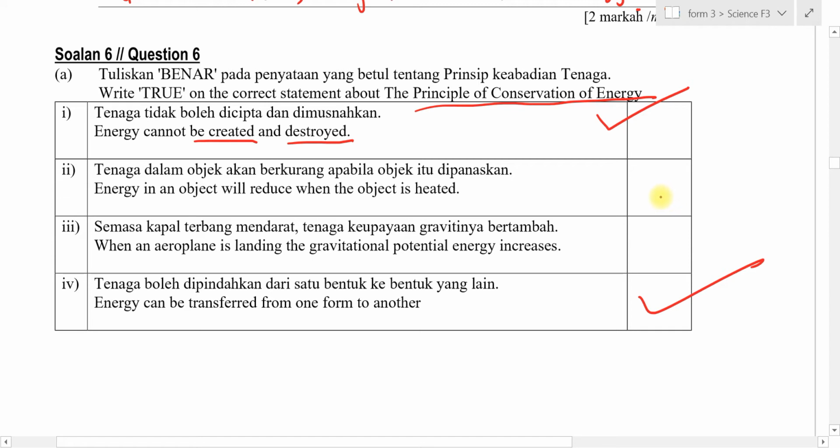Then we look at statements 2 and 3. Why is it wrong? Energy in an object will reduce when the object is heated. Not necessarily. When an aeroplane is landing, the gravitational potential energy increases. Landing means your height is decreasing. Therefore, your gravitational potential energy must be decreasing, not increasing. This is wrong. So the answer will be 1 and 4.